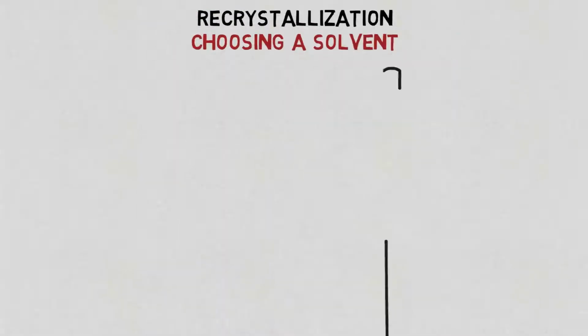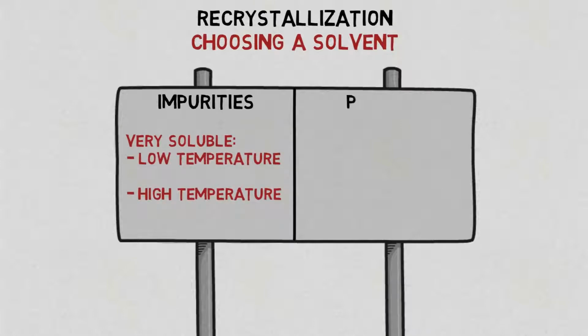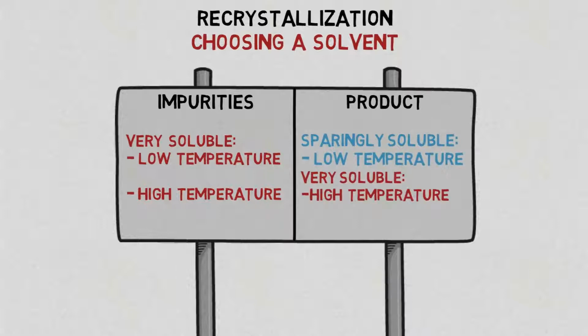The critical step of recrystallization is to find a solvent in which the impurities are very soluble at low and high temperatures, while the product is only sparingly soluble at low temperatures but very soluble at high temperature. Let me explain how this works.